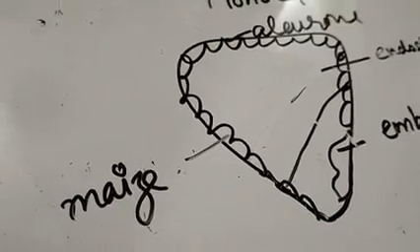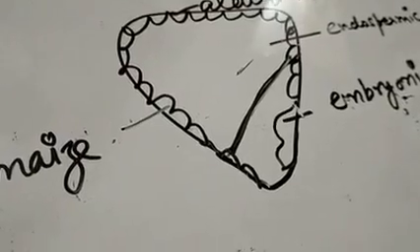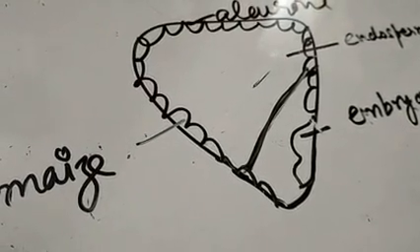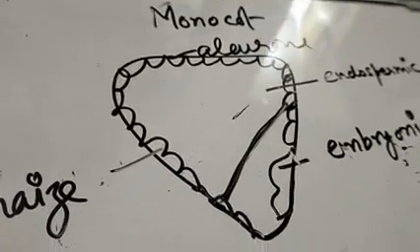Now the endospermic part and the embryonic part are separated by a single layer of epithelial tissue. Now the embryo has a radicle and a plumule. The embryo has two parts, the root part and the shoot part, which are called the radicle and the plumule.